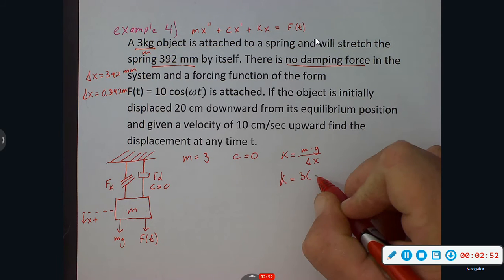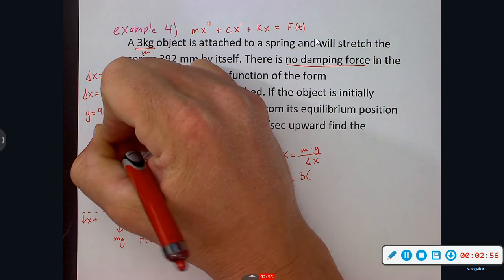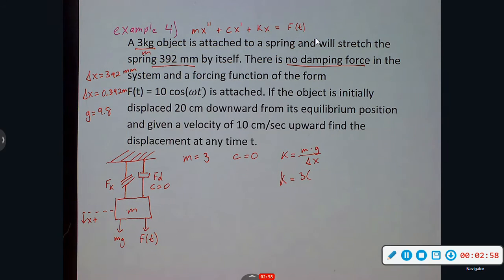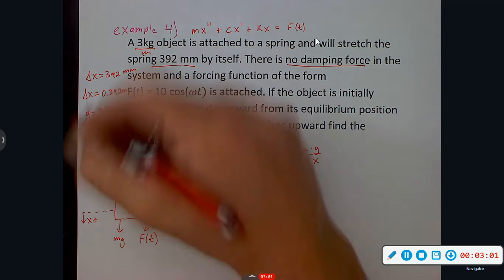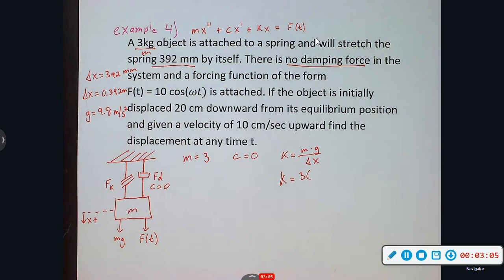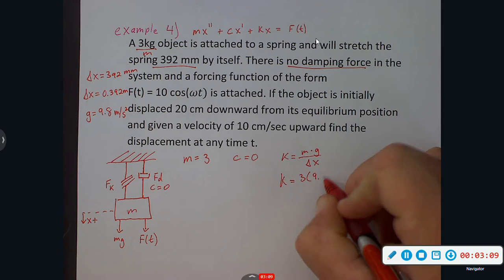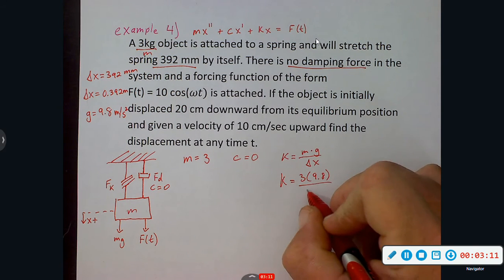Are we going to use 32 this time? We're not talking about feet, so the gravity this time, remember, is 9.8. In the last video, I made a mistake. I said feet per second. So it's not meters per second, it's acceleration, meters per second squared. So 9.8 over the change in X.